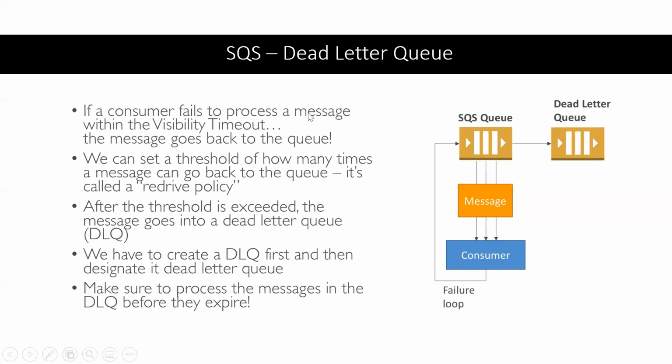So if the consumer fails to process the message within the visibility timeout, then the message goes back to the queue. And you set the threshold for how many times it can go back to the queue. That is known as a redrive policy, which basically says how many times the message can go back. Once this redrive policy threshold is exceeded, the message goes into the dead letter queue.